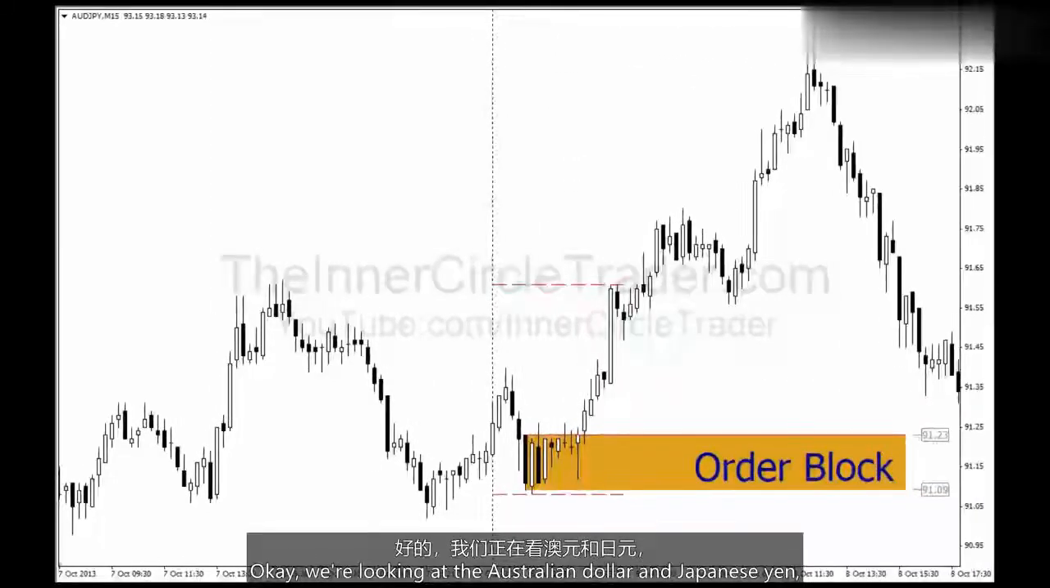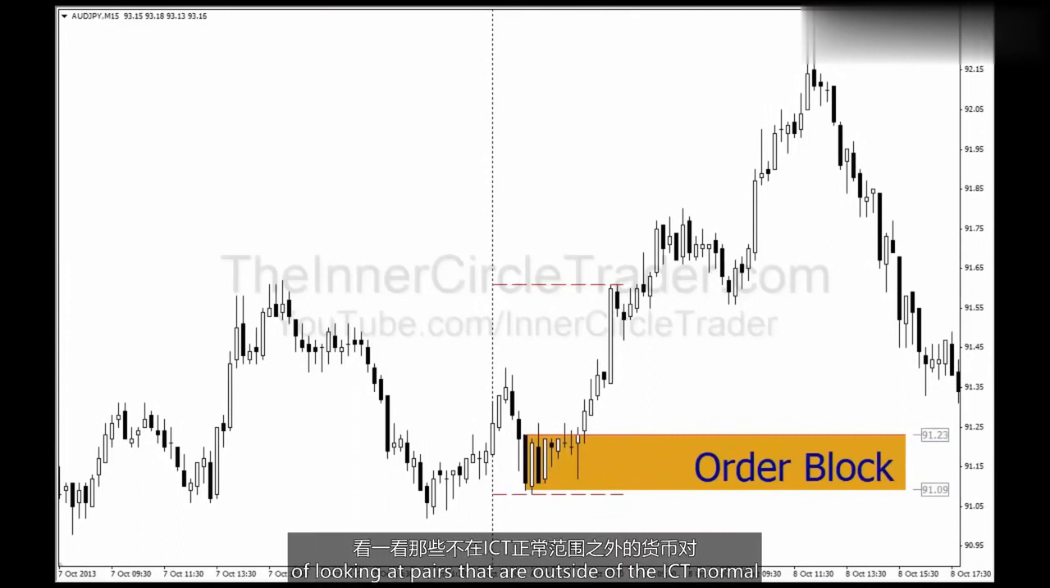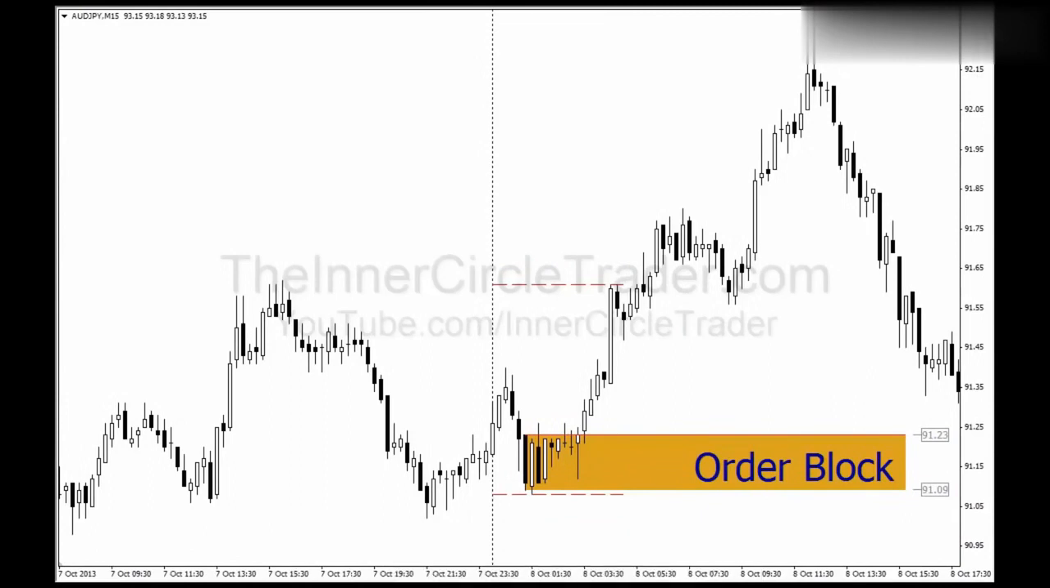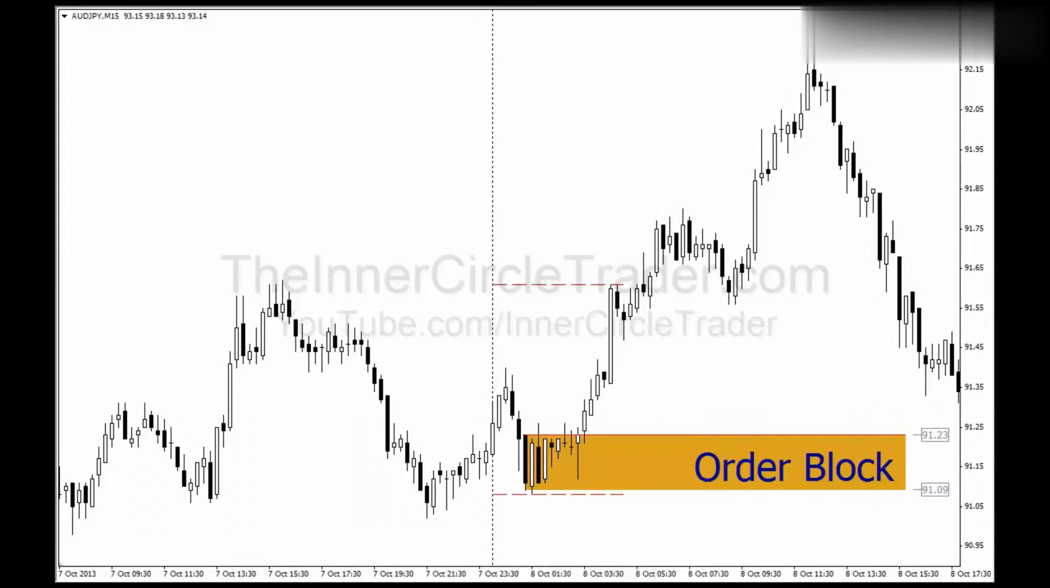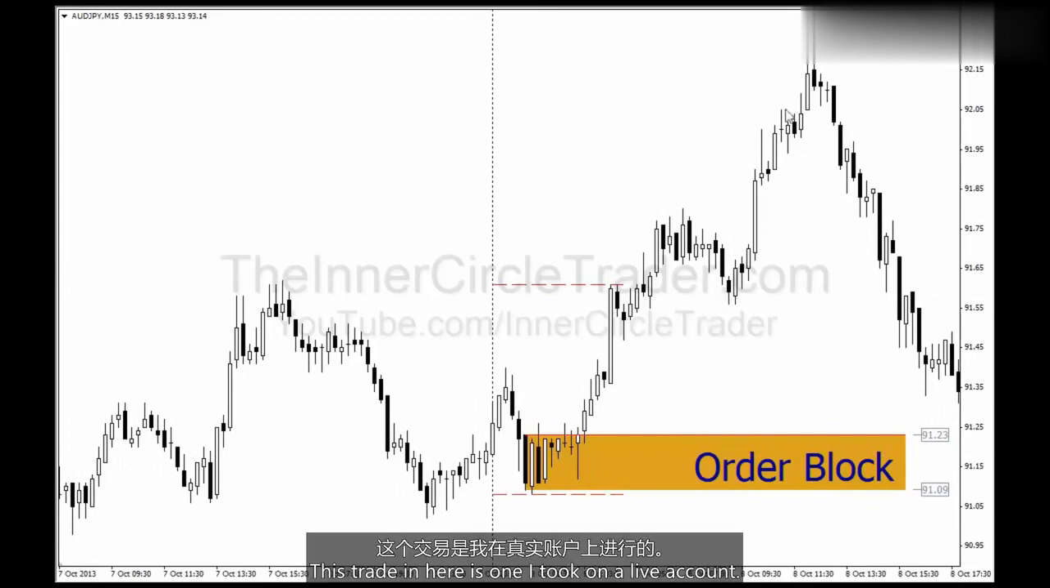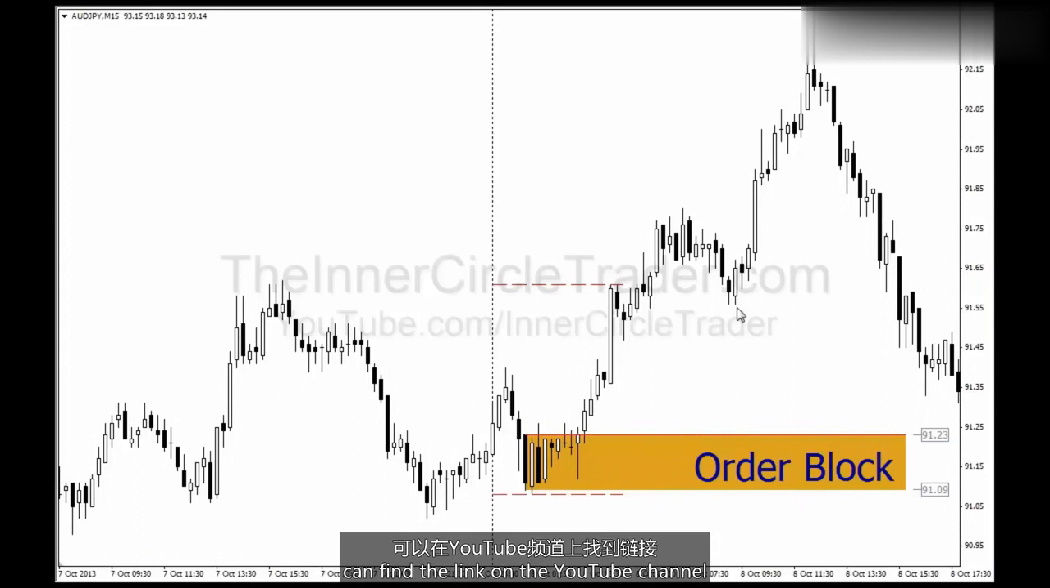Okay, we're looking at the Australian dollar and Japanese yen, continuing with the theme of looking at pairs that are outside of the ICT normal spectrum, and considered an exotic pair, if you will. This trade in here is one I took on a live account. You can see the results of that on Twitter, and you can find the link on the YouTube channel where it shows the results of it.